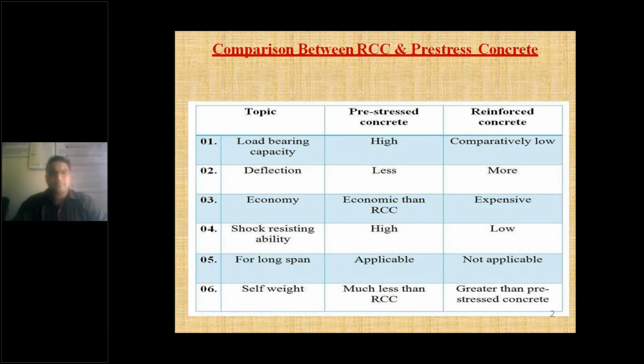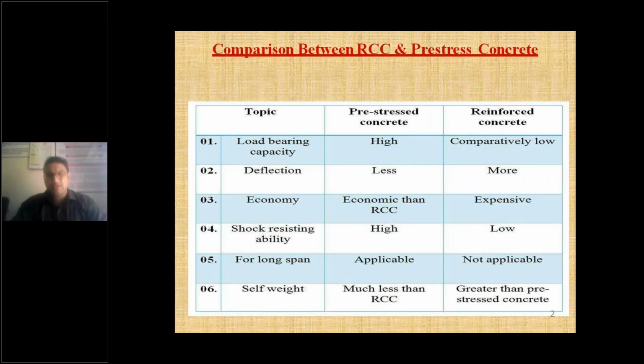Here we have to know how much better the prestressed concrete is with respect to real applications and the real loads applied in real situations. When you start designing the member, we have to consider its limit state of strength and its serviceability. In that way, we consider a few concepts: load bearing capacity, deflection, economy of the construction, impact loads, which we call shock resistance ability, long spans, and even its self weight.